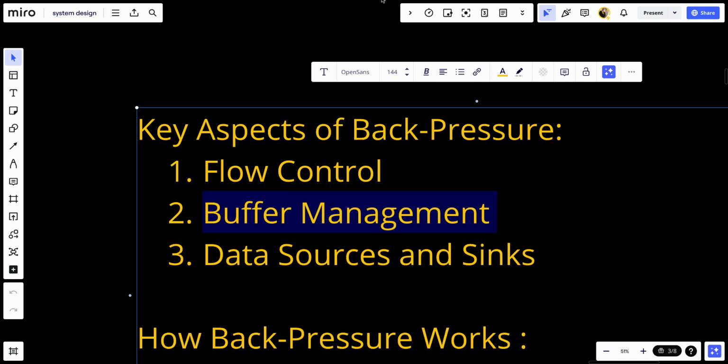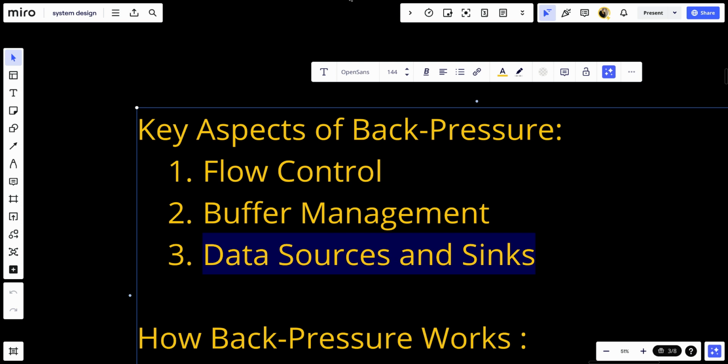The second thing we have is buffer management. Buffers are used to temporarily store data between stages. When these buffers become full, back pressure mechanisms trigger to prevent additional data from being added, thereby avoiding buffer overflows and potential data loss. Number three, we have data sources and sinks. In systems like messaging queues, databases, or network protocols, back pressure ensures that data sources, which are the producers, do not overwhelm the data sinks, which are the consumers.